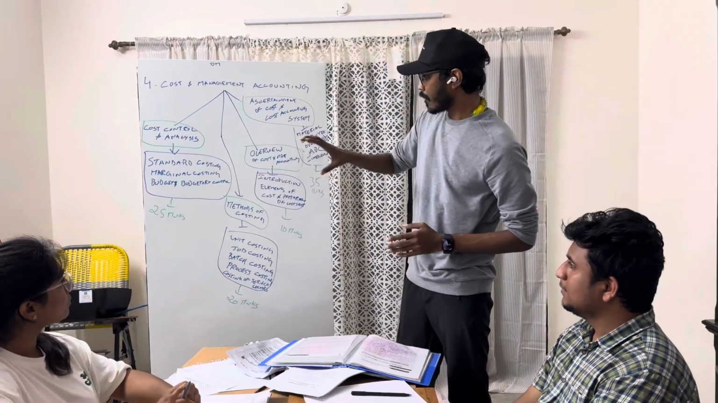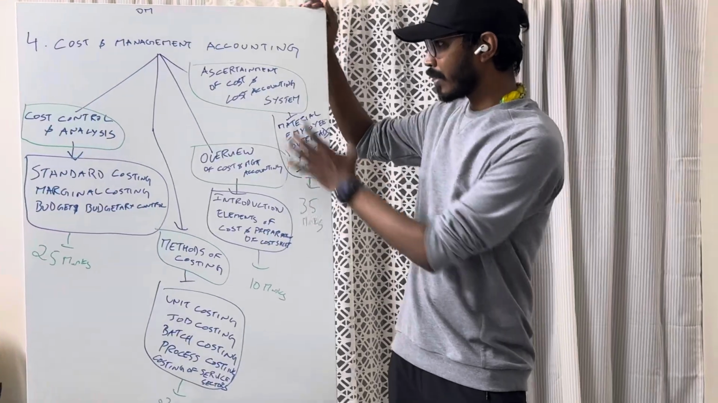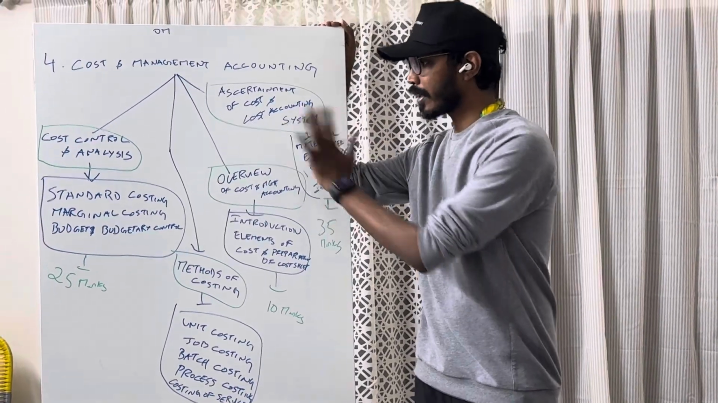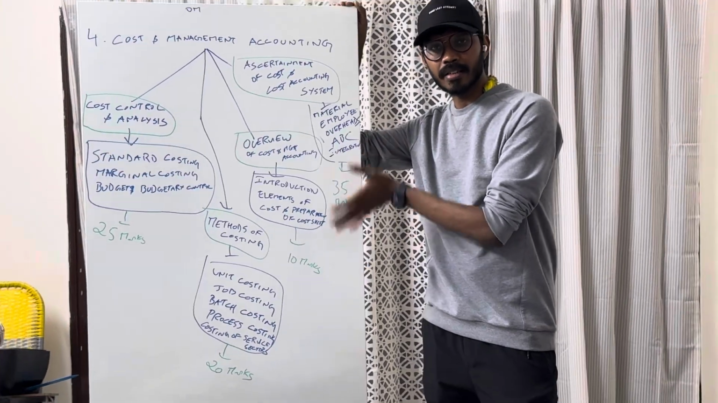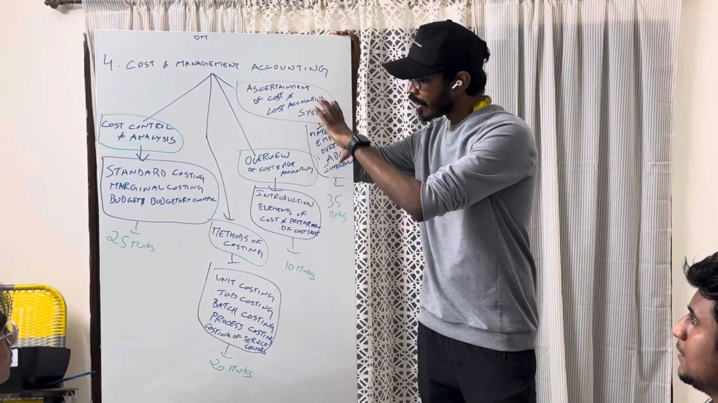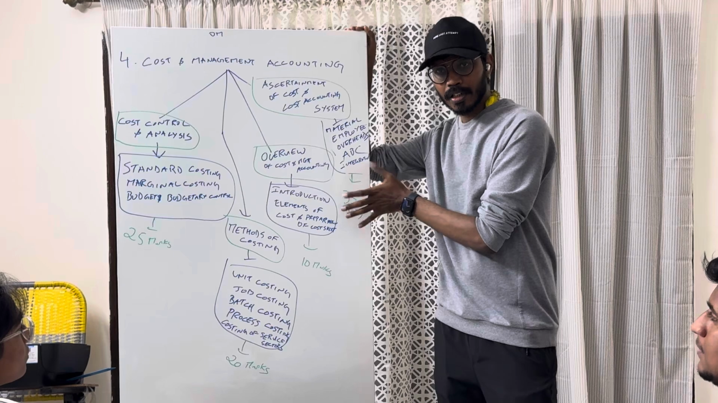Next, before we come into the macro is the asset element of cost and cost accounting system, which includes all the material, employee, overheads, ABC, and integration between costing and financial accounting system. So all of this together will have 35 to 40 marks.